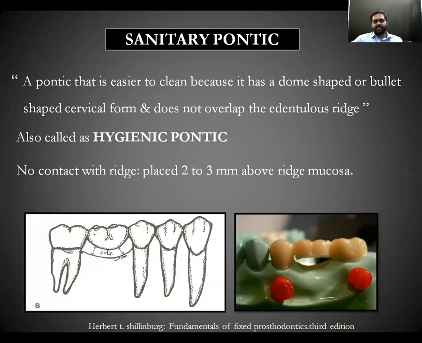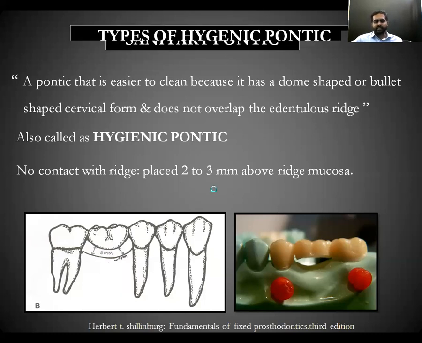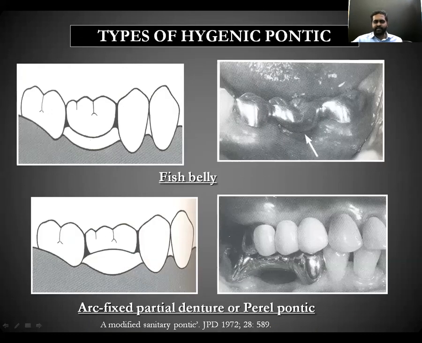So basically, at least 3 millimeters of mucosa should be left behind, which is given in Schillinger, but Rosenstiel says that it is around 4 millimeters. So basically, it will be a 3 millimeter area between your ridge and the contact. Okay. The modification of hygienic contact is the reverse belly or the fish belly contact. We can see the area is in such a way that it is inverted. So it is very easy to clean, and it is also known as a parallel type of contact. Arc type or parallel type of contact.